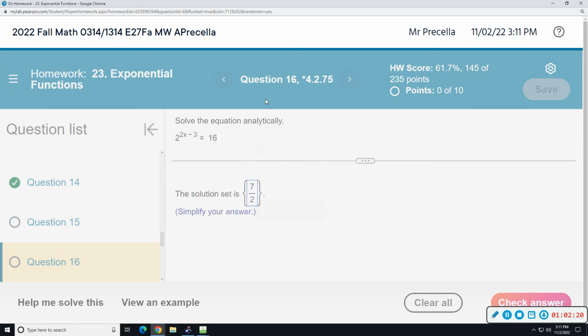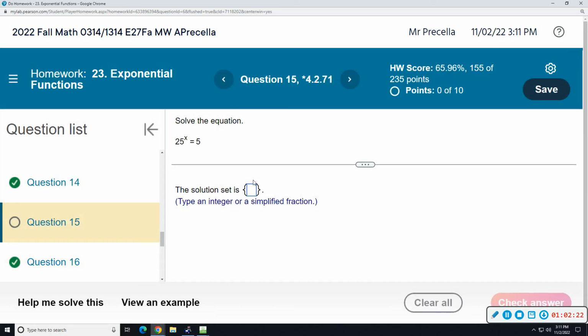Go back to that number 15. It sort of reminds me of this thing up here. Okay, I'm going to write it right here. Number 15: 25 to the x is equal to 5.